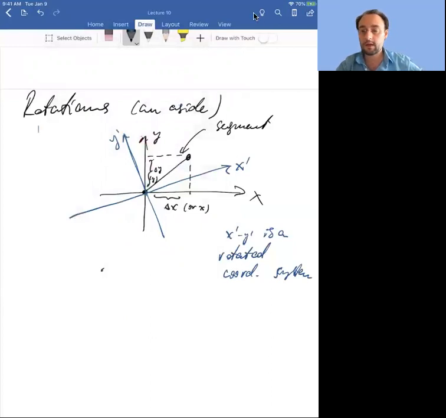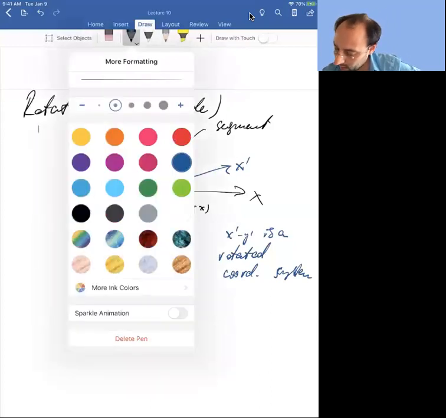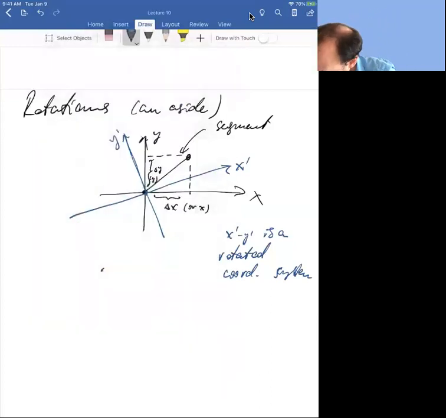How do you find the x and y components of the same segment in the rotated coordinate system? You project on the x prime axis, right? So this is your delta x prime, right? And right here, this is your delta y prime. If that doesn't make sense, reflect on that for a second.